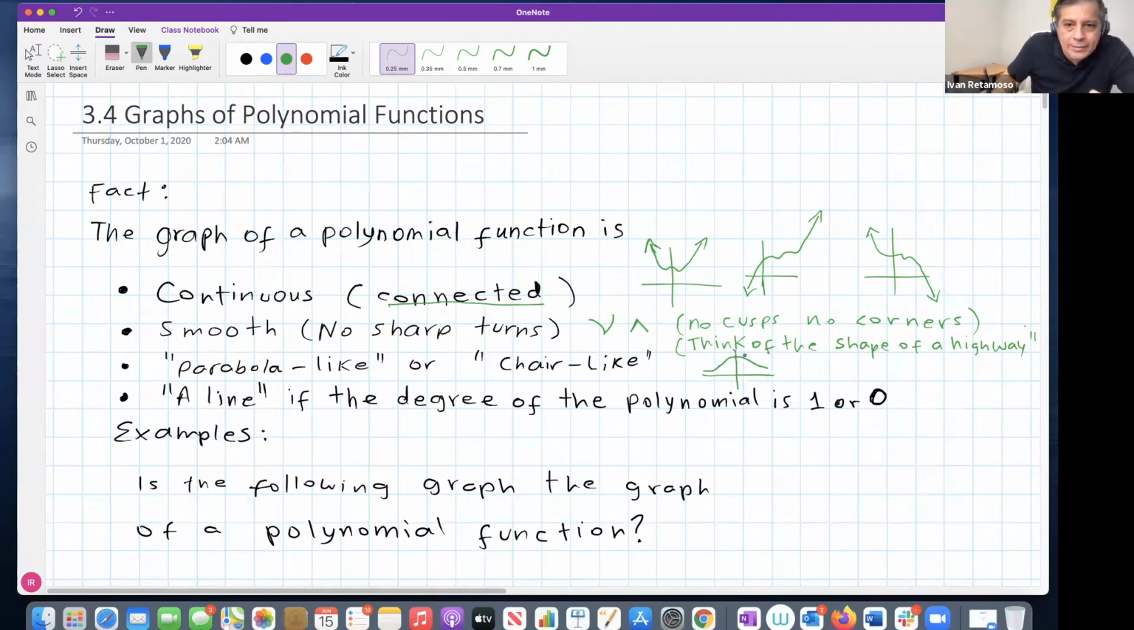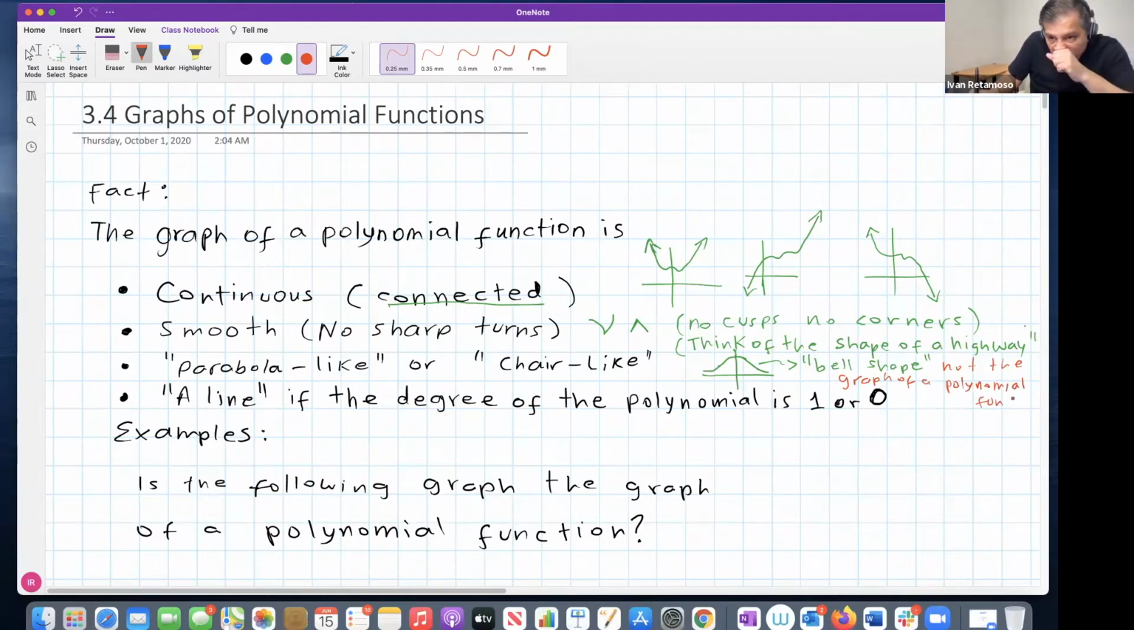This bell shape is seen a lot in statistics. Turns out that is not the graph of a polynomial function. Bell shapes are not good for graphs of polynomial functions, okay? It has to be either parabola-like or chair-like. There will be an exception. I will talk about that later, right? Yes, bell shape, no good. Not the graph of a polynomial function.